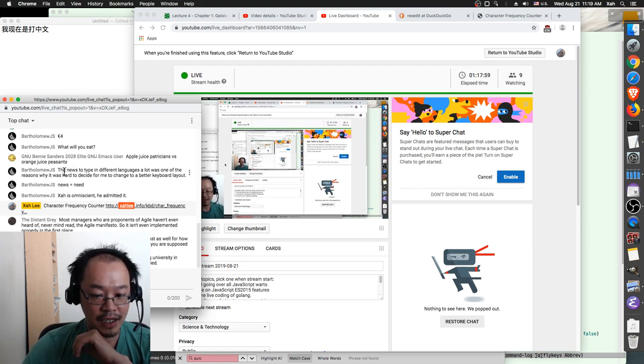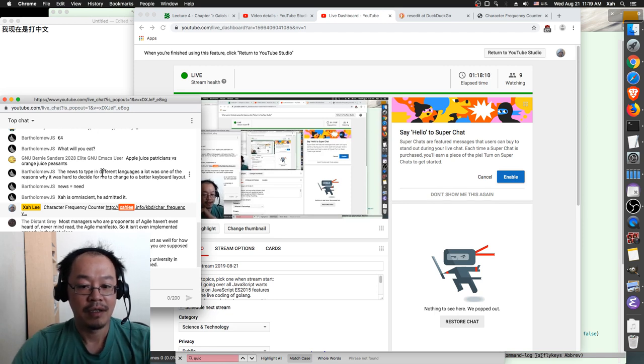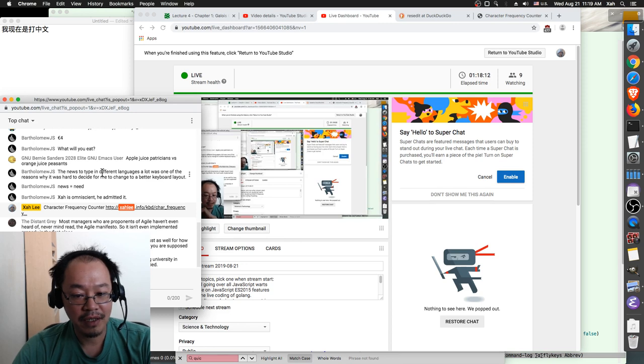Okay, Bartholomew says the need to type in different languages a lot was one of the reasons why it was hard for me to decide to change to a better keyboard layout. The need to type in a different language, okay, was one of it. Yeah, so are you using Colemak now, Bartholomew?